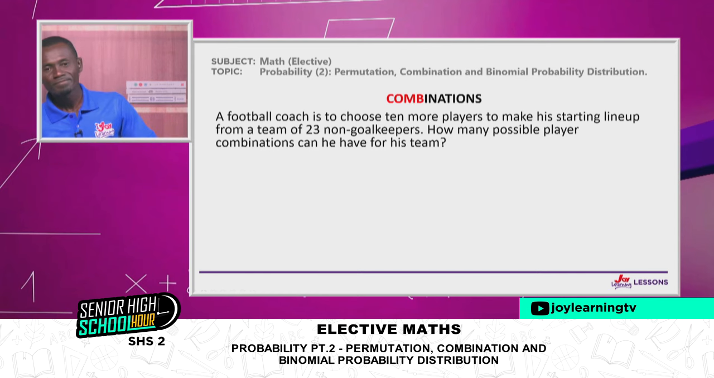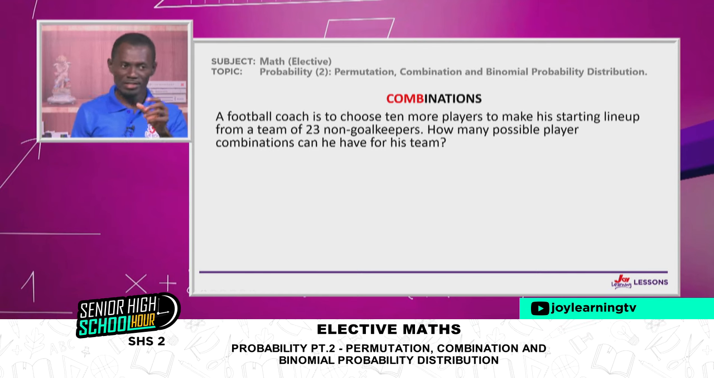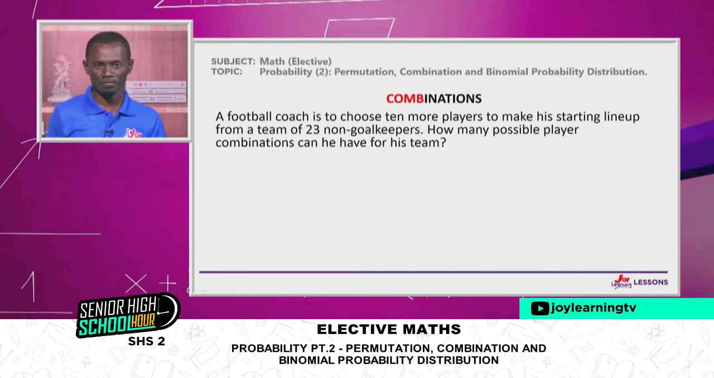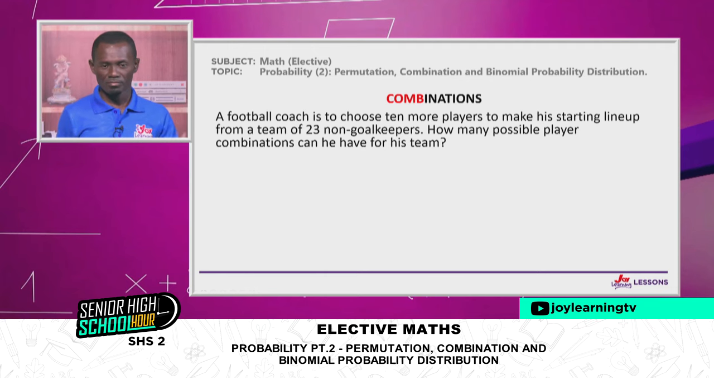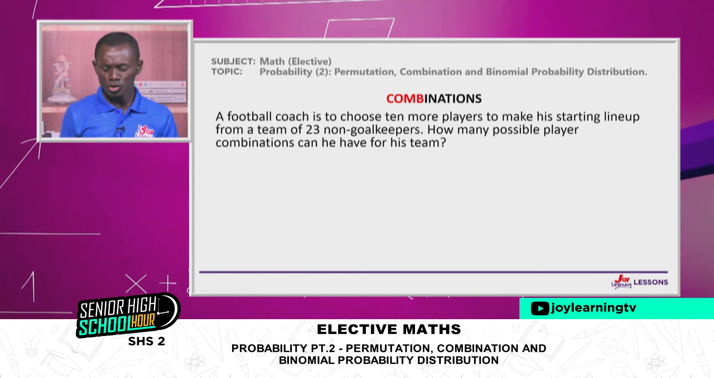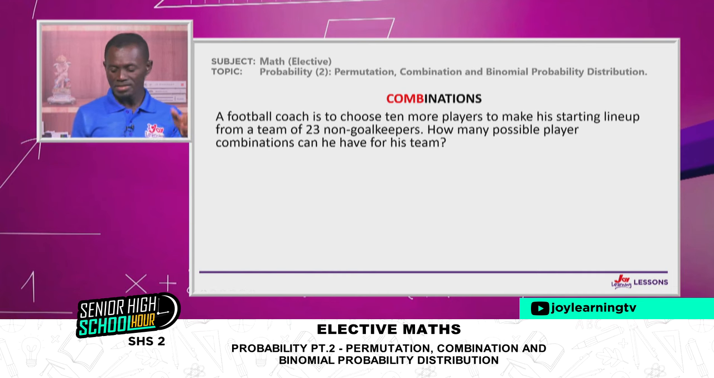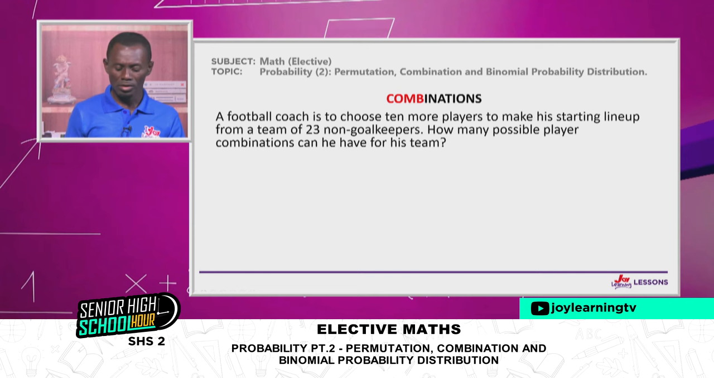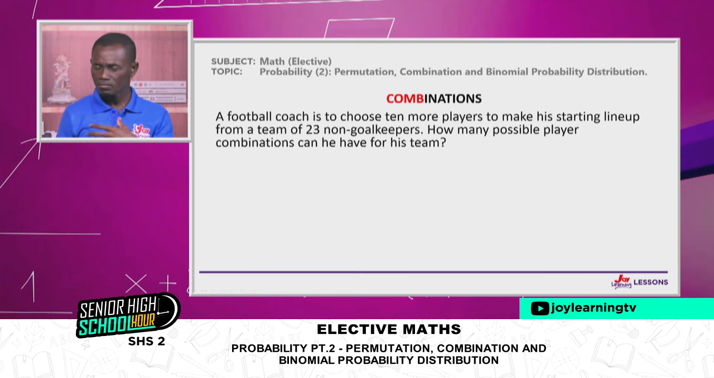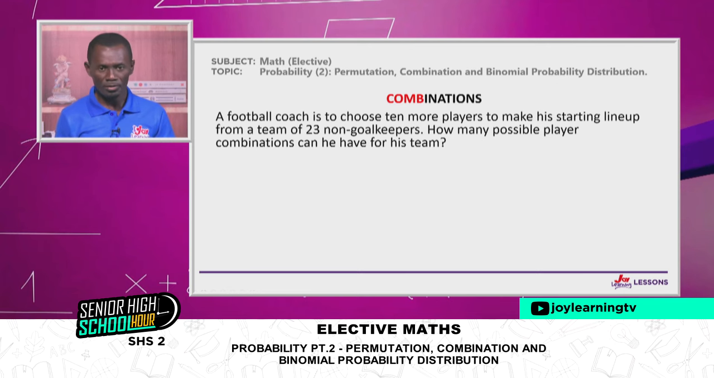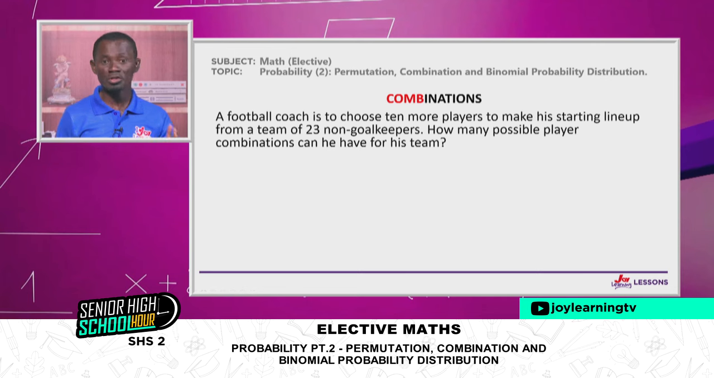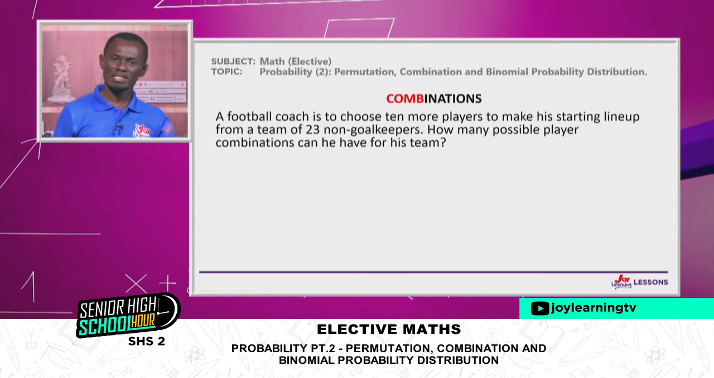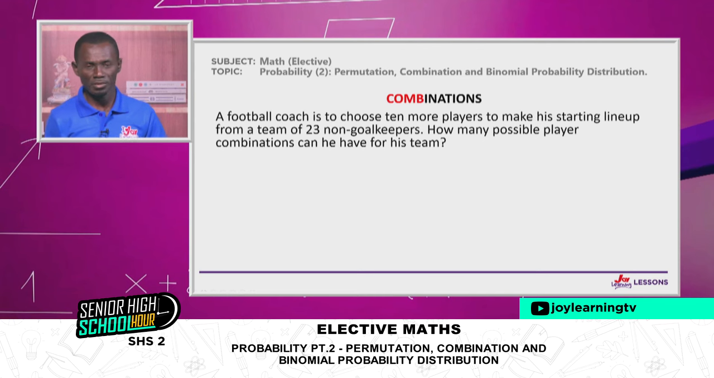Now let's do one that is very great. So look at this premise of the question. A football coach, all right, the coach for the Ghana Black Stars, yes, Mr. Chris Hilton, is to choose 10 more players to make his starting lineup for a team of 23 non-goalkeepers. So he has defenders, attackers, midfielders, but he already has his goalkeeper. And he needs to make a selection of 10 more people, but he has 23. And let's say everybody can play every role. That's the caveat I'm giving.